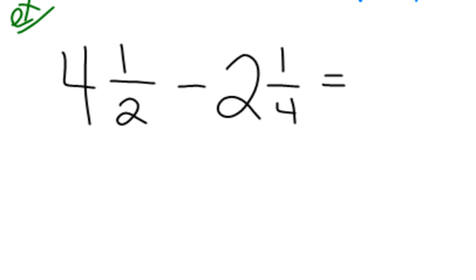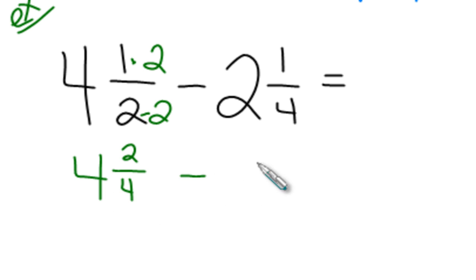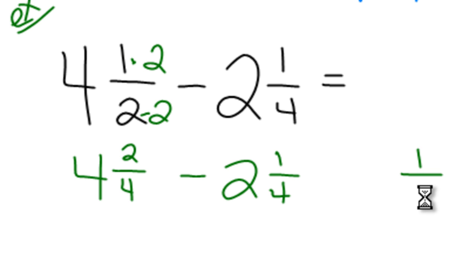So again, step 1, find your least common denominator. So we have 2 and 4. Our least common denominator is going to be 4 because we can multiply 2 times 2 to get 4. I suggest rewriting these as you go. You'll be less likely to make mistakes that way. So we have 4 and 2/4 minus 2 and 1/4. Now we can add or subtract our fractions. So we have 2 minus 1 is 1. Denominator stays the same.